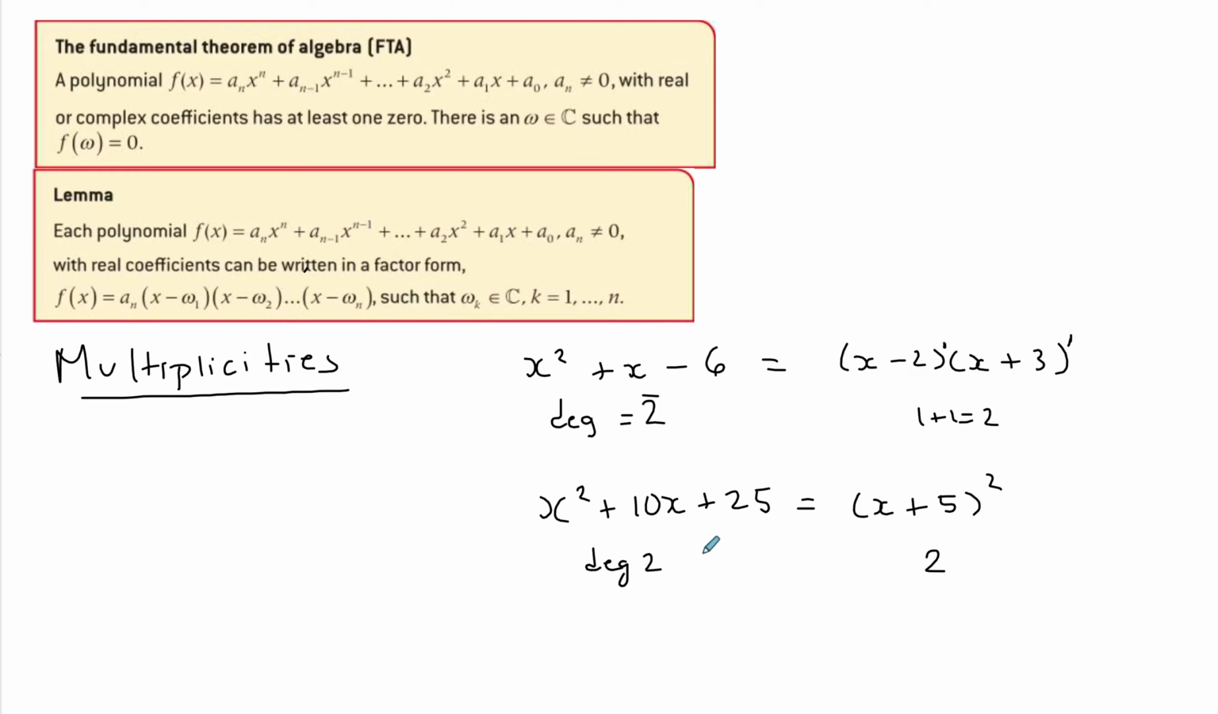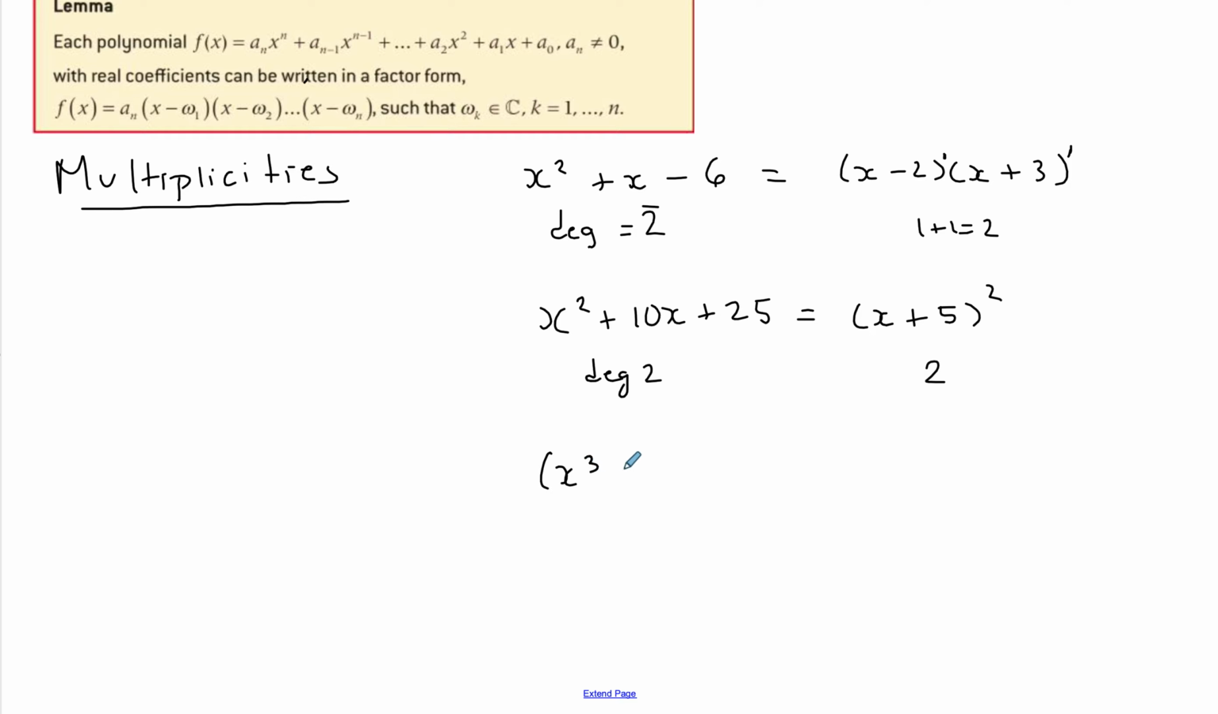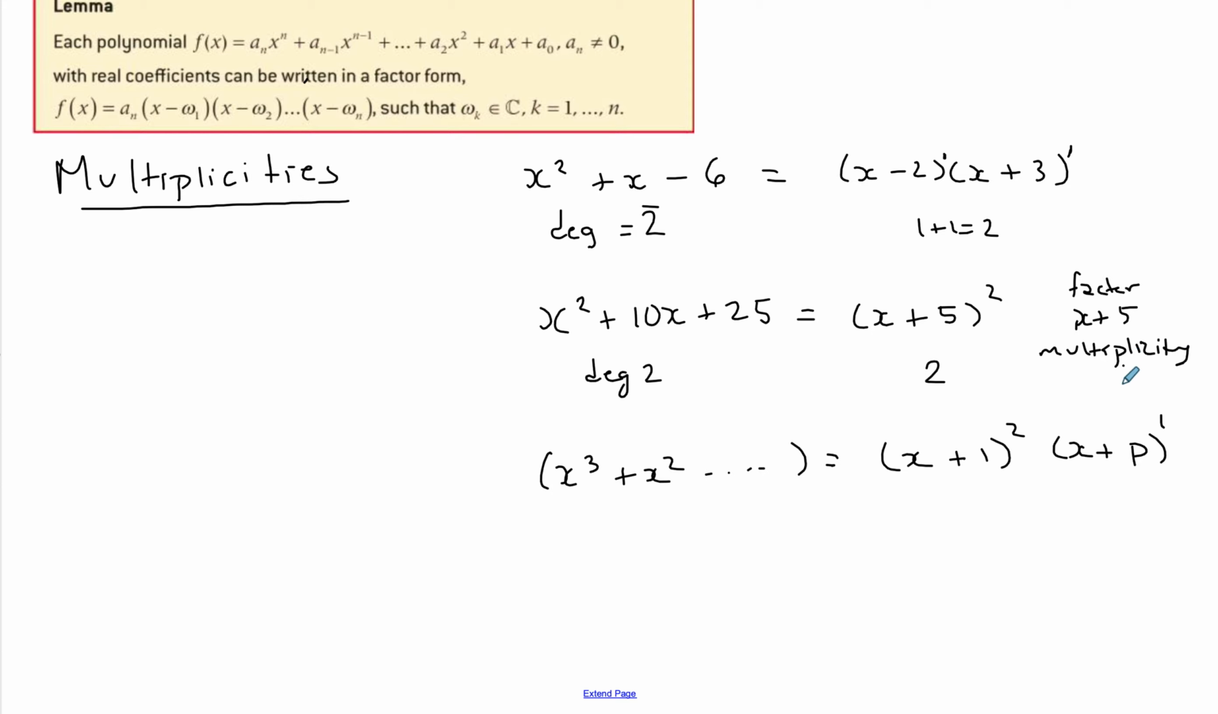So sometimes you'll get something like x cubed plus x squared, something, and you'll end up with, for example, I'm just bringing a rough example, x plus 1 squared and x plus something, a p. Again, this is a degree of 3, and the powers here will add up to 3. What we say is that x plus 5, as the factor x plus 5, has multiplicity 2. And in here I say that the factor x plus 1 has multiplicity of 2, and the factor x plus p has multiplicity of 1.